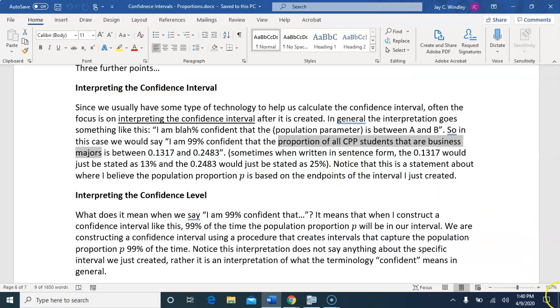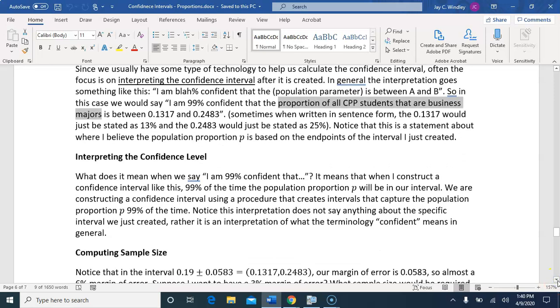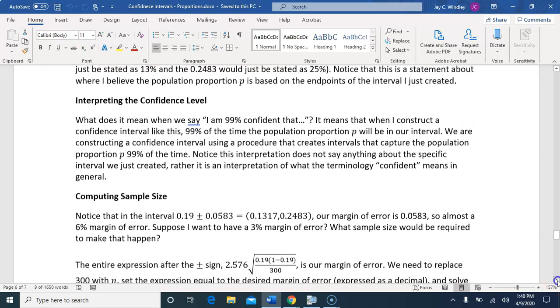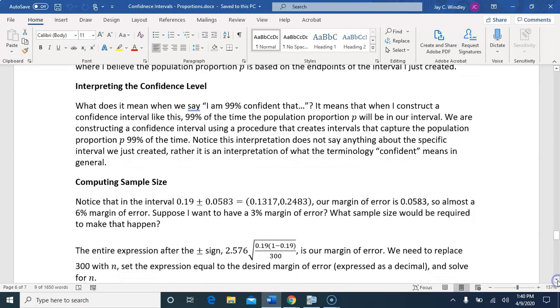One other final point to wrap this up is sometimes we are asked to do a sample size calculation. So, for example, in our problem, we had a margin of error that was almost 6%, plus or minus 6% roughly. What if you don't want to have a margin of error that big? What if you only want to have a margin of error of 3%? What sample size would be required to have a margin of error of only 3%?